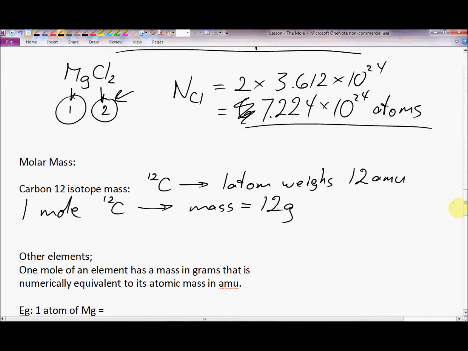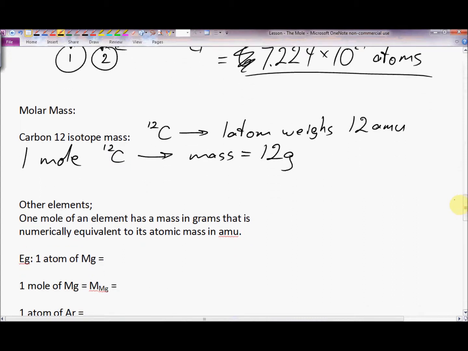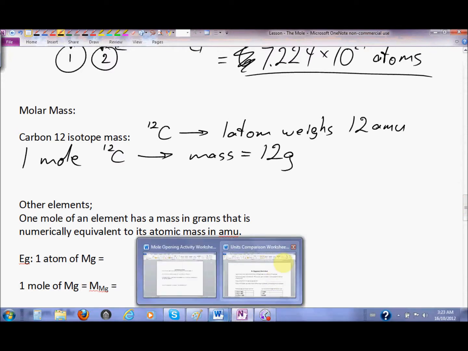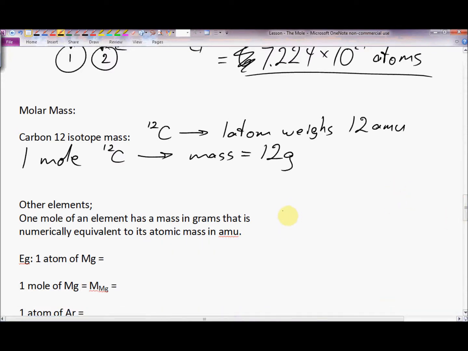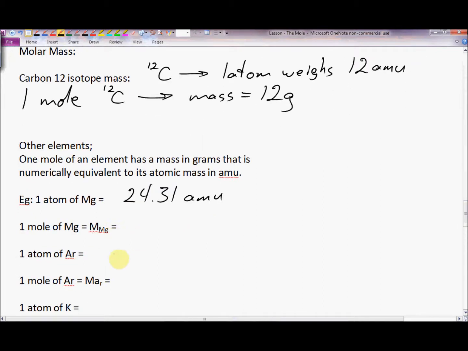With other elements, the same thing applies. For example, if you have 1 atom of magnesium, you've got a mass of 24.31 atomic mass units. If you have 1 mole of magnesium, then the molar mass of magnesium, which we represent by big M, would be 24.31 grams. 1 atom of argon has a mass of 39.95 AMU.